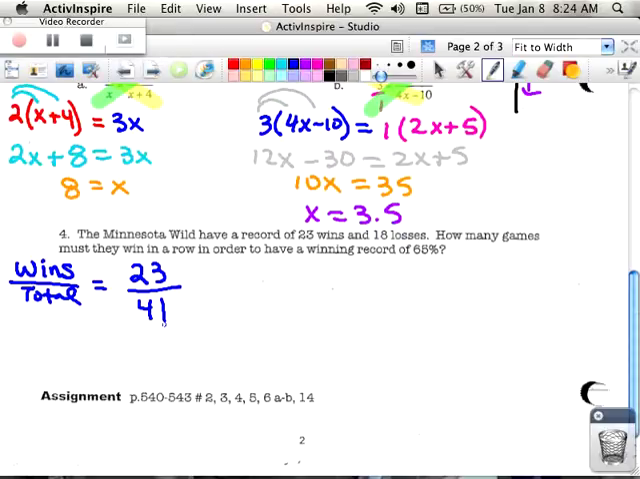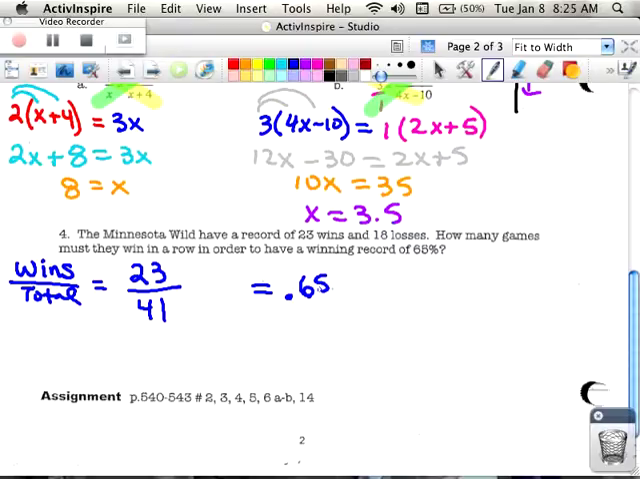But they want to win a certain number of games more because they want to get a winning record of 65%. So when they get done, they want to have .65. Now, in order to do that, they have to win a certain number of games. So let's say they played and won 5 more games in a row. What that means is in order to change this 23, I would have to add 5 to it, right? Because they played and won 5 more games.